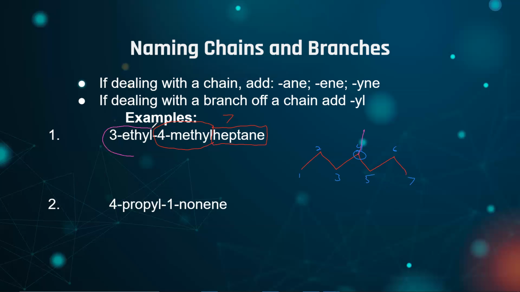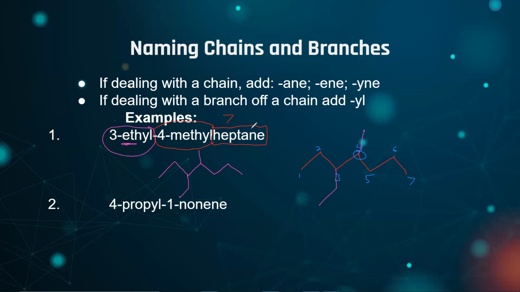Now, looking at this, it says 3-ethyl. Ethyl means 2 carbons. So there's a 2 carbon side group attached to the 3rd carbon in the main chain. So I might draw that like this. So our final compound looks like this.